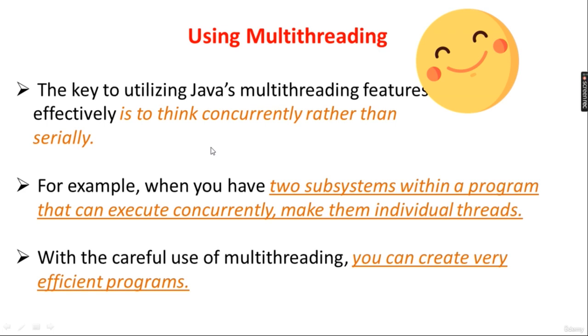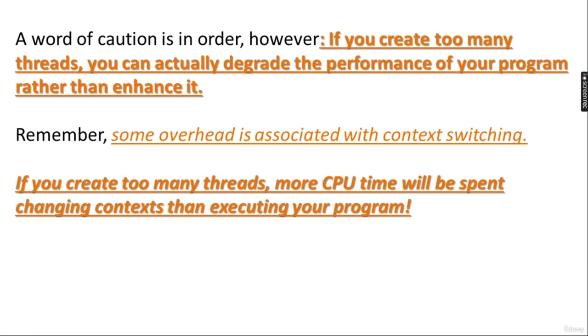When you have two subsystems within a program that can execute concurrently, make them individual threads. Okay. So if in your program there are two functions that can be called simultaneously or concurrently, you can create two separate threads for two different methods. With the careful use of multithreading, you can create very efficient programs. A word of caution is in order, however. If you create too many threads, you can actually degrade the performance of your program rather than enhance it.